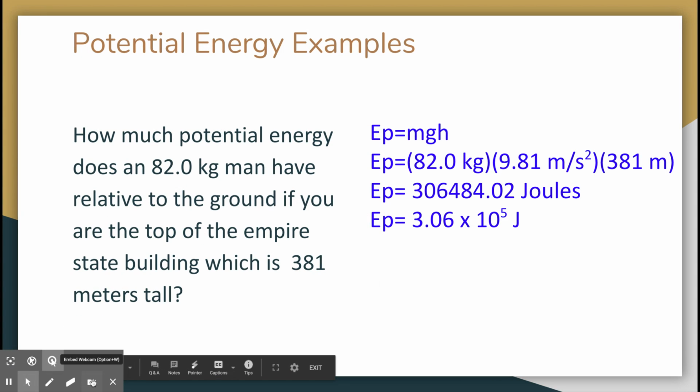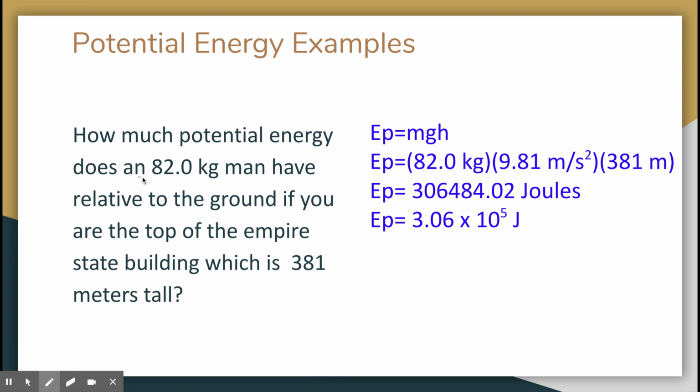So, example 1. This is a nicely worked out set example for you. As I do this example, it says how much potential energy does an 82.0 kilogram man have? So I would say that's my mass. And then it asks how much would it have if that person was standing on top of the Empire State Building, which is 381 meters tall. So I have M, I have H. I always know that G is 9.81. It's non-negotiable unless otherwise told or trying to calculate.